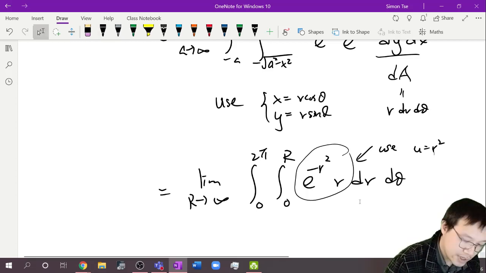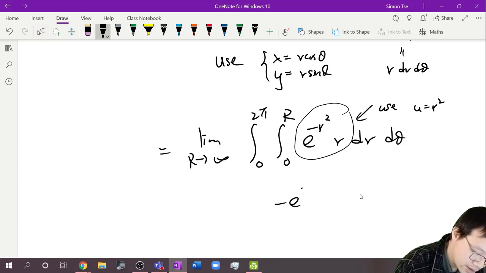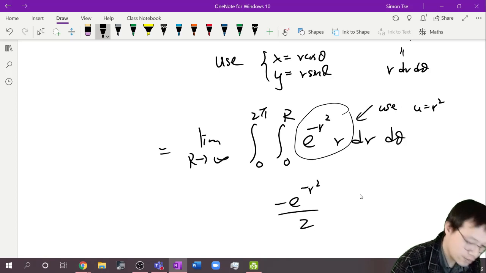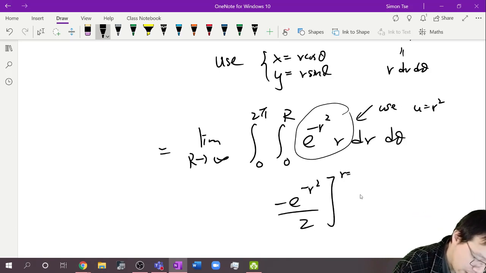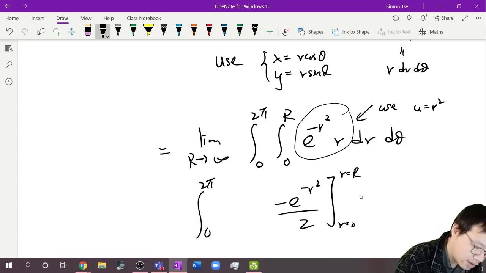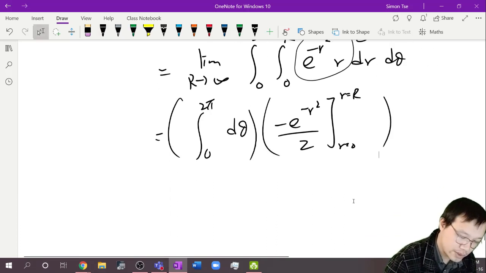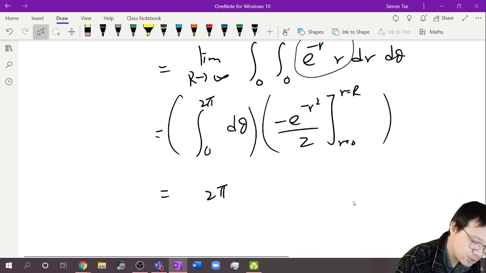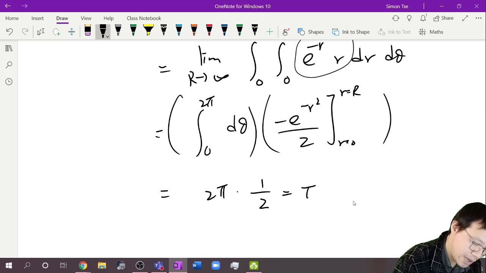Okay? So once you have this substitution, you can just get the antiderivative, which is minus e to the power minus r squared over 2. Okay? And I plug in the upper and lower limits, little r equals big R, little r equals small r. And the other one has nothing to do with r. You can just pull it to the front. And long story short, the factor in front is 2 pi. The one behind is 1/2. And it gives you pi.